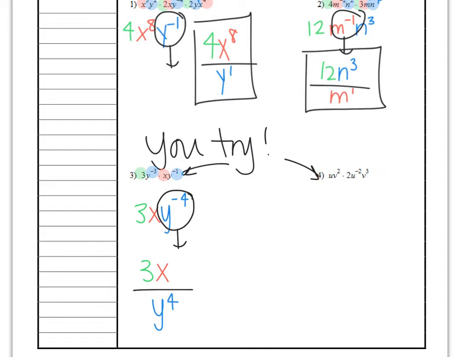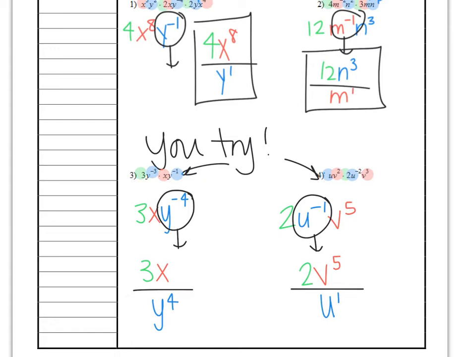So in this first one here, I have 3 times nothing else, so it just stays as 3. We have x times nothing else, so it just stays as x. And then y to the negative third and y to the negative first get multiplied, and then the exponents get added to become y to the negative fourth. This guy has that negative exponent, so we're going to drop it down, change the sign of the exponent. So the 3x stays up, and then the y to the fourth is now on the bottom with a positive exponent.